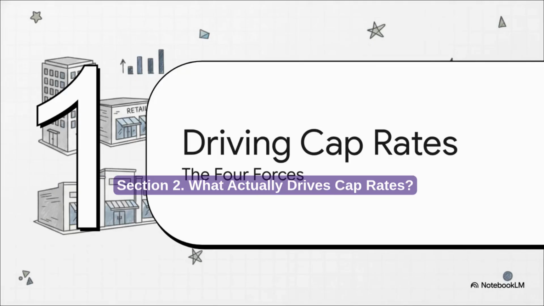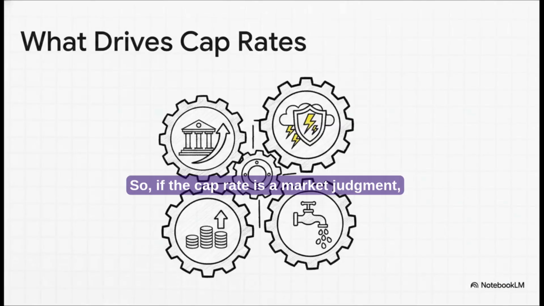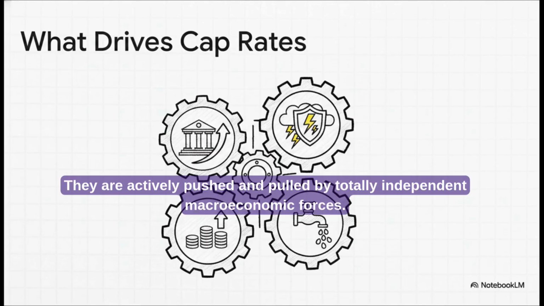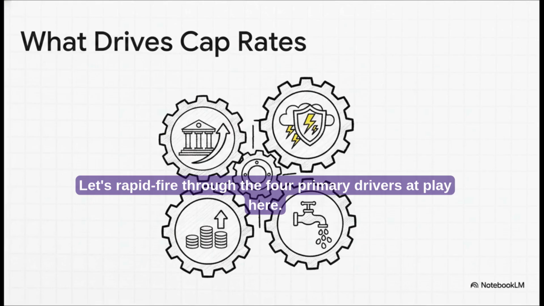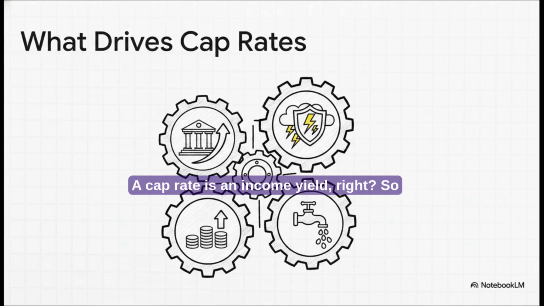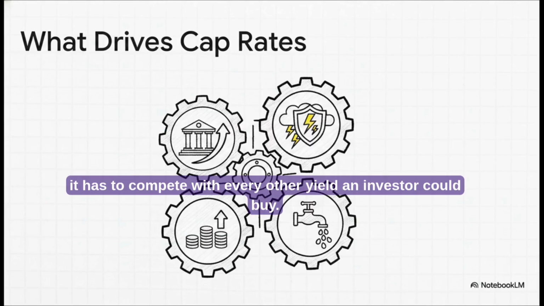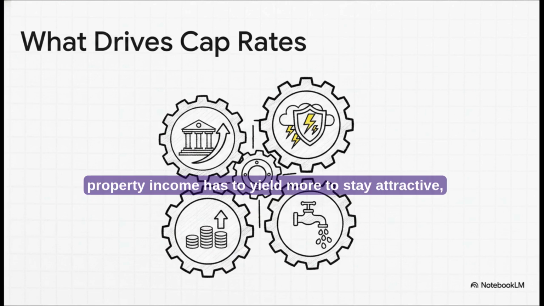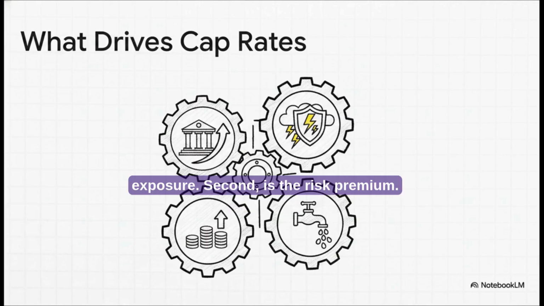Section 2. What actually drives cap rates? So if the cap rate is a market judgment, we really need to ask, who is making that judgment? Cap rates aren't just handed down from on high. They are actively pushed and pulled by totally independent macroeconomic forces. Let's rapid fire through the 4 primary drivers at play here. First, interest rates. These basically set the floor. A cap rate is an income yield, right? So it has to compete with every other yield an investor could buy. When the risk-free rate rises, property income has to yield more to stay attractive, so cap rates widen out. This link is actually so critical that the Bank of England tracks it super closely as a systemic exposure.